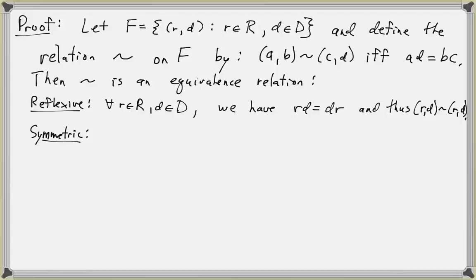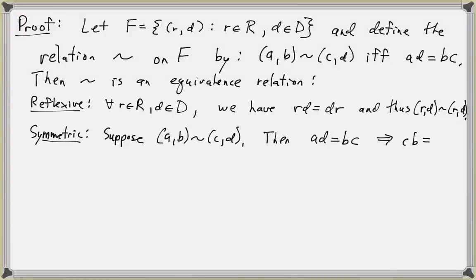To show that it's symmetric, let's assume that AB is related to CD. So we need to show that CD is related to AB. Well, then AD equals BC. But again, since this is commutative, this is the same as saying that CB is equal to DA, which shows that CD is related to AB.